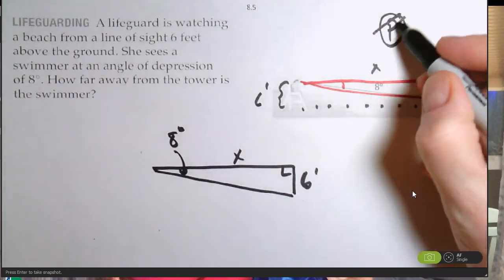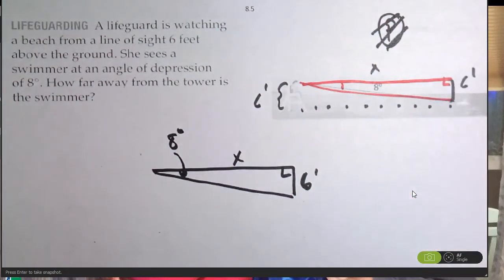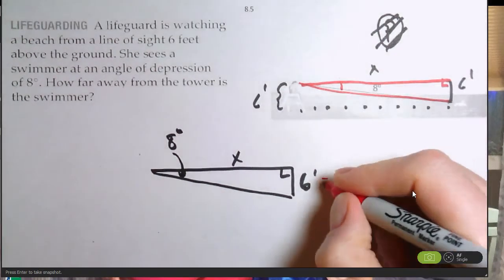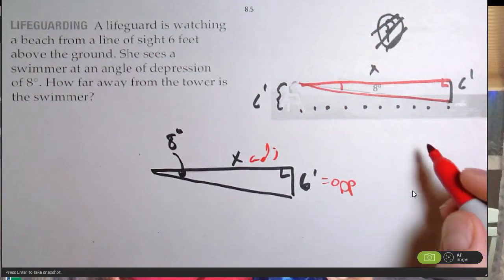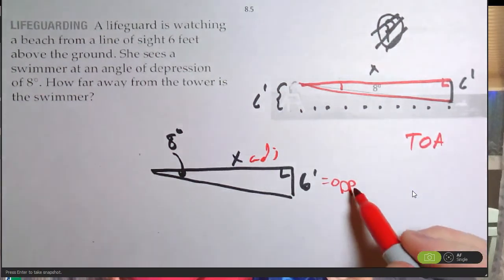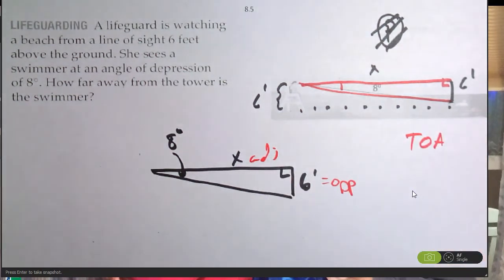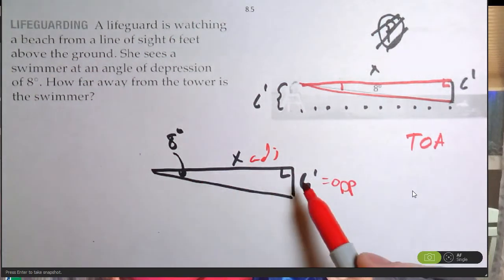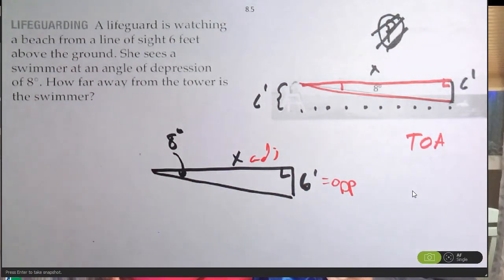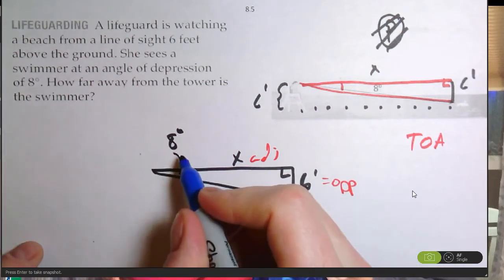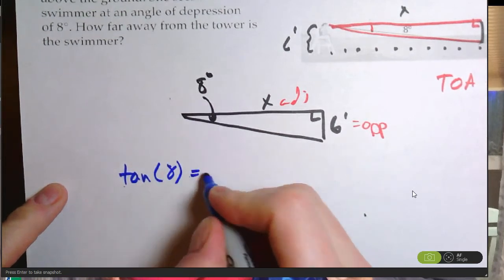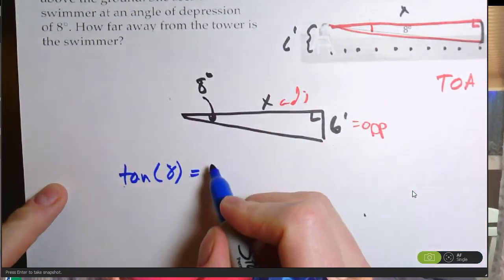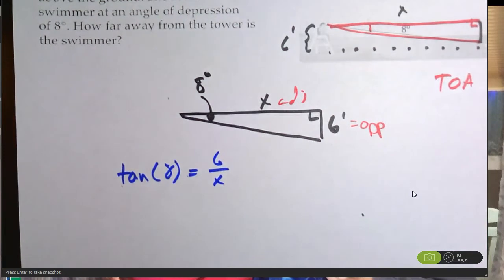Okay, so hopefully you said, well, let's look. 6 is the opposite. X is the adjacent, and again, going back to SOHCAHTOA, that's tangent. Opposite over adjacent. Now, this time's a little different though, because I'm not solving for an angle like I did before. I'm going to just solve straight up for a side. So I get to just set up my proportion. Tangent of 8 degrees equals opposite over adjacent, which is 6 over x.